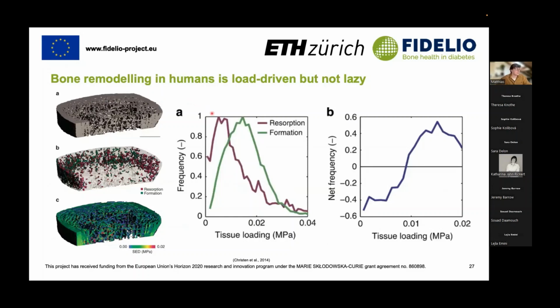As you can see here, what they've shown is that resorption sites that are detected with this longitudinal HR-pQCT are associated with lower strains, which they estimated by this load history estimation algorithm, than the formation sites. So formation had higher strains than resorption, which led them to conclude that there's somewhat of a linear relationship between mechanical stimulus and bone remodeling.